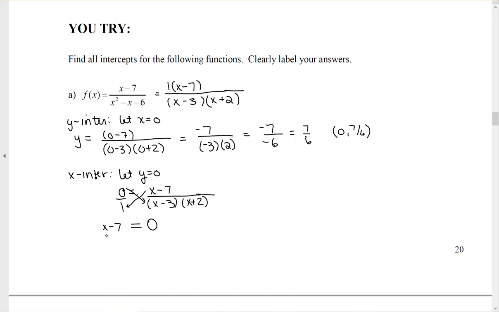So that wiped out the fraction pretty quick. And now just solve for x, add 7 to both sides. And I get x equals 7. So when y is 0, x is 7. So I'm going to put the 7 in for the x spot and 0 in for the y spot. And those are your two intercepts.